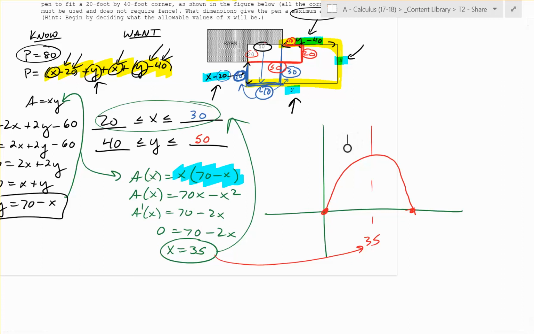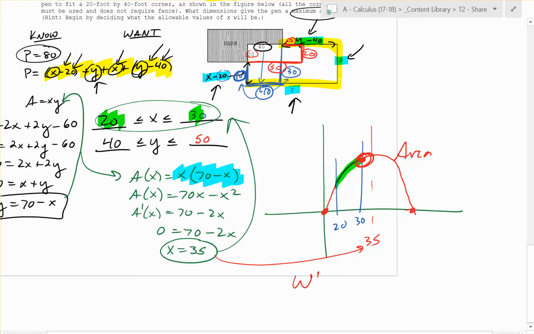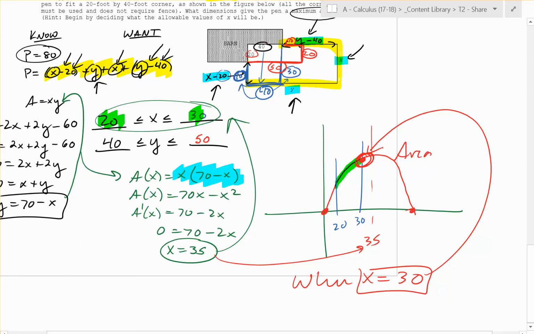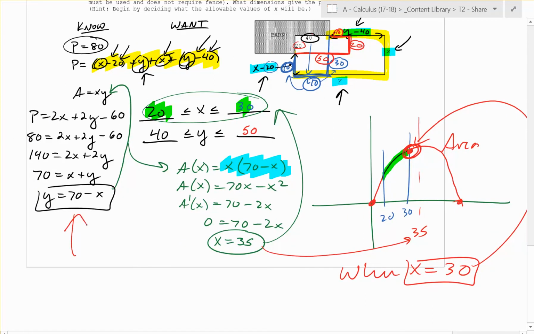So what happens when x is between 20 and 30? So let's say 20 and 30 is going to be right here, from 20, not to scale, to 30. If it's increasing from 20 to 30, and remember this is area, where is the area maximized? It's maximized right there. So it's going to be maximized when x is 30. Correlates to that point right there. So if we wanted y at that point, well, y is equal to 70 minus x, so y is going to be equal to 40.